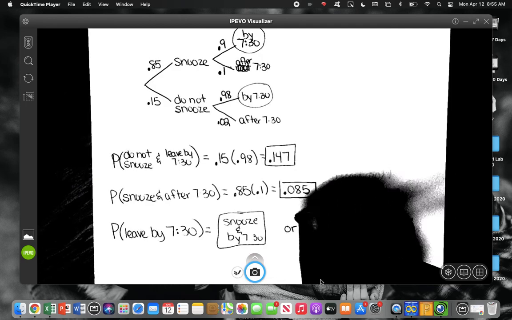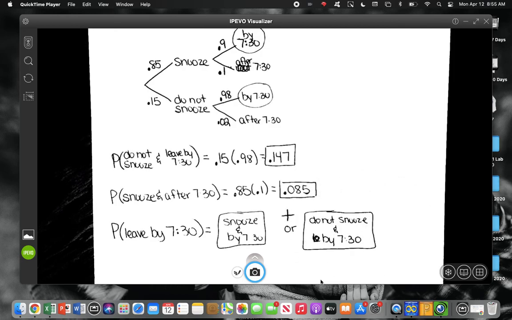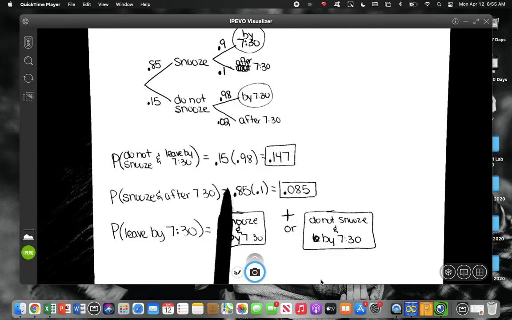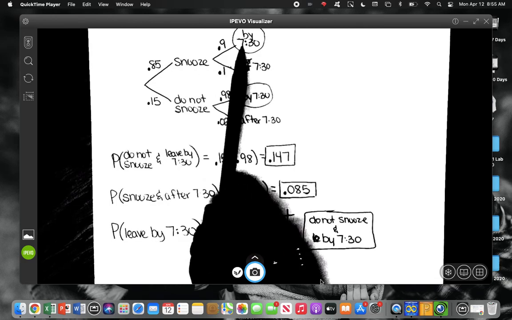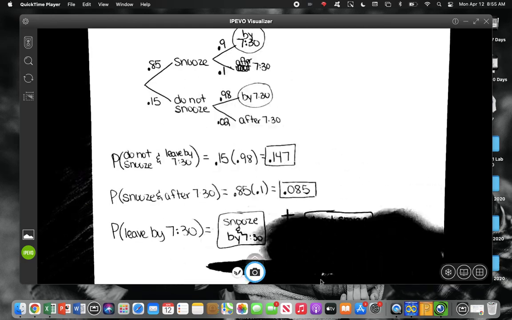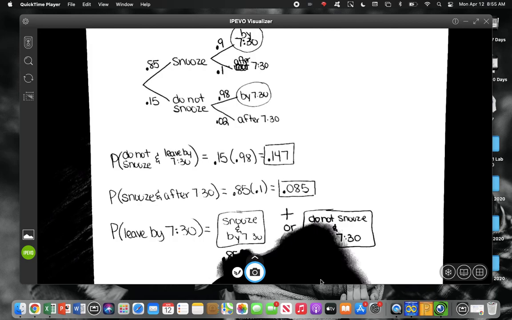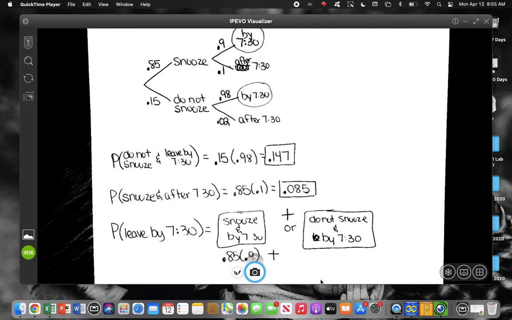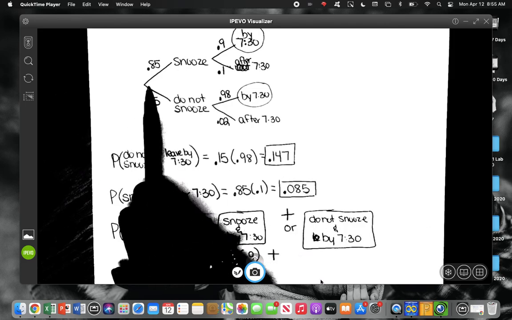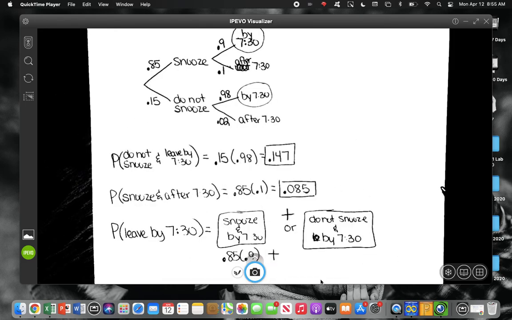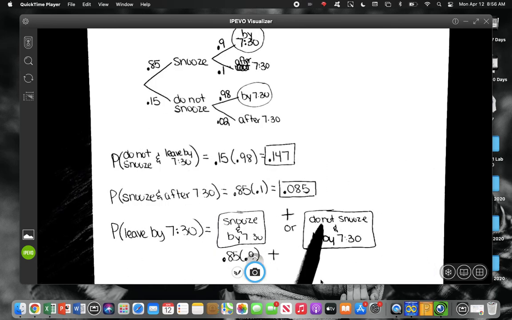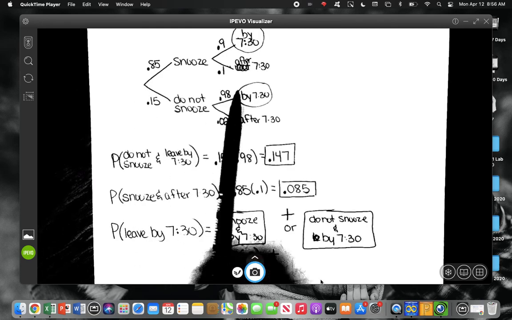Add. So what we're going to do is we're going to follow the branch first, snooze and leave by 7:30. What would I multiply here for this branch? 0.85 times 0.9. Then I'm going to add it to the other option, I do not snooze and leave by 7:30, which we did earlier. What am I going to multiply for that? 0.15 times 0.98.